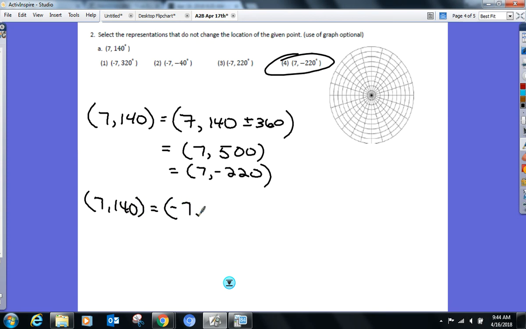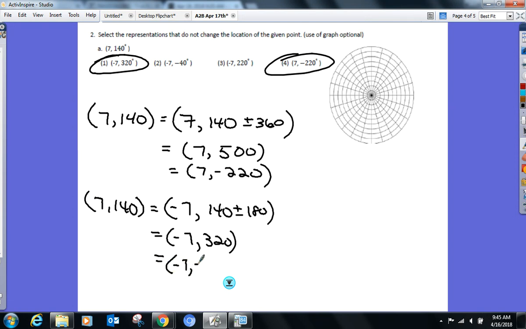Okay, so ready? 7, 140. What if I made the R value negative? That doesn't mean it's going to go 360. It's going to go 180 now. So I'm going to do 140 plus or minus 180. Find all the different values. So negative 7 and 320. Hey, look at that one. And negative 7 and negative 40. Look at that one. Boom. So there's 3 up there that are all the same point.